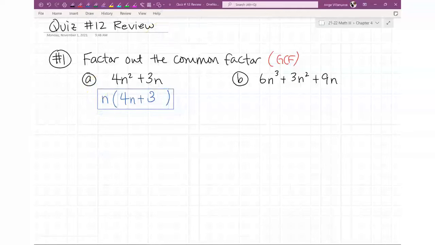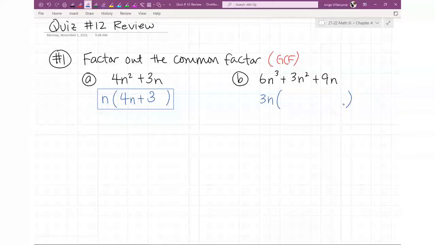Now, for part B, it's the same thing. They just give you an extra term. So it's not like it's a whole lot harder. It's just you're dealing with one more term. But what do those have in common? So first off, for part B, do they have a number in common? A 3. Do they have a letter in common? Yeah, they all have an n. So we're going to take out a 3n. And we'll put a parenthesis here.